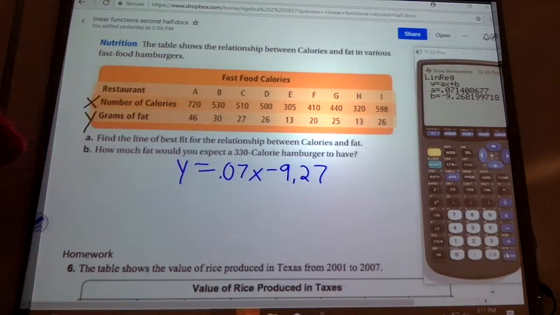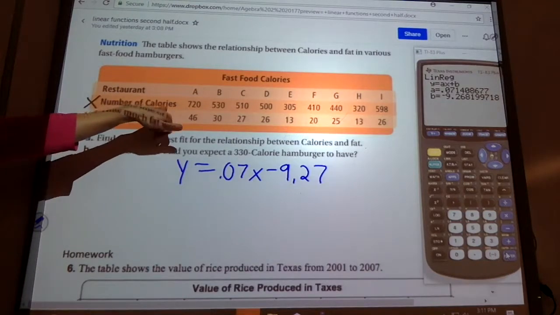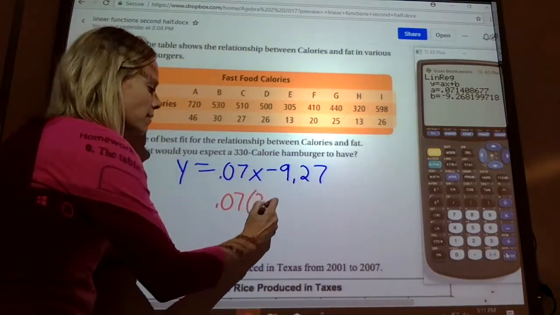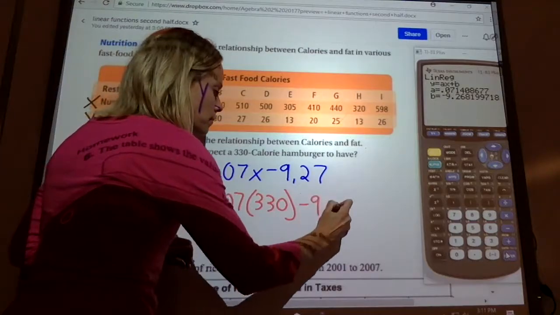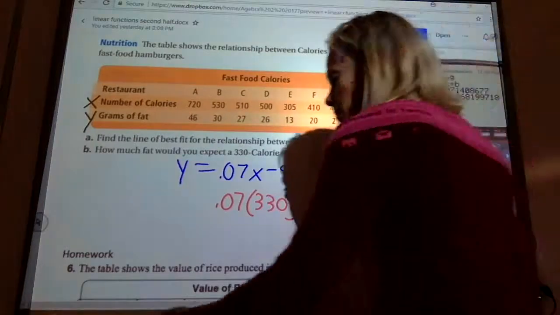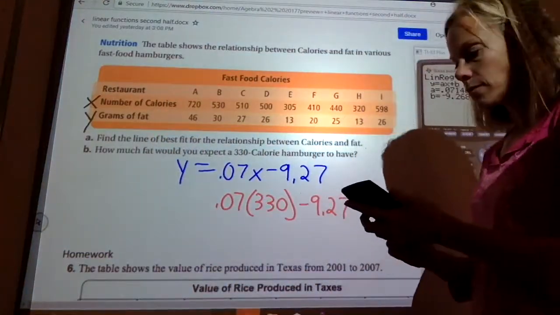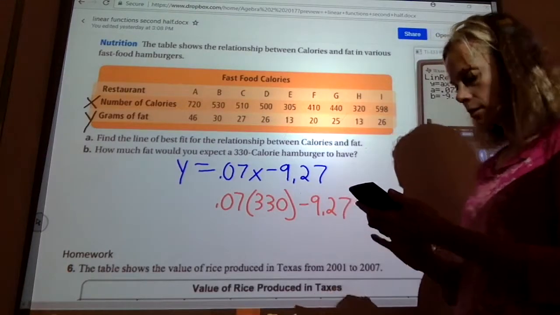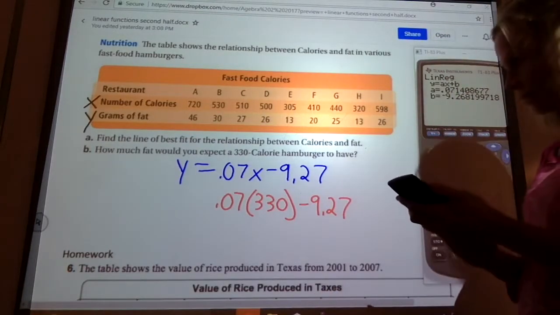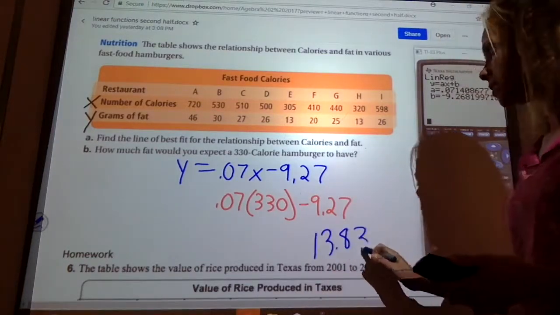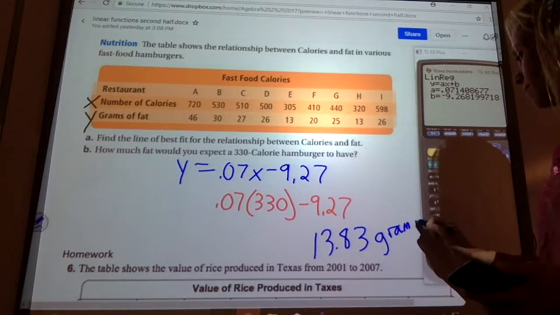Would 330 go in for my x or y? What is calories? Calories is x. So I'm going to put 330 in for the x and solve, and that'll give me how many grams? So 0.07 times 330 minus 9.27. So I should have 13.83 grams. That would be my answer.